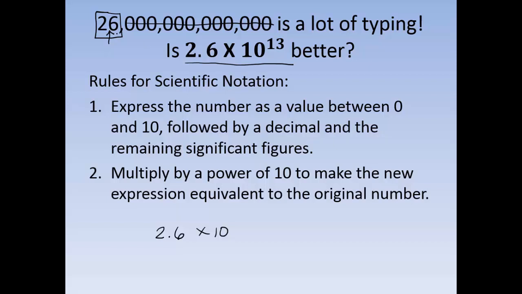So how many decimal places would we have to move it to get it back to its original state? And I'm going to count from the 0 end, which is 3, 6, 9, 12, 13 places. And that's why this is 10 to the 13th power, because that's like multiplying 2.6 times 10 repeatedly 13 times.